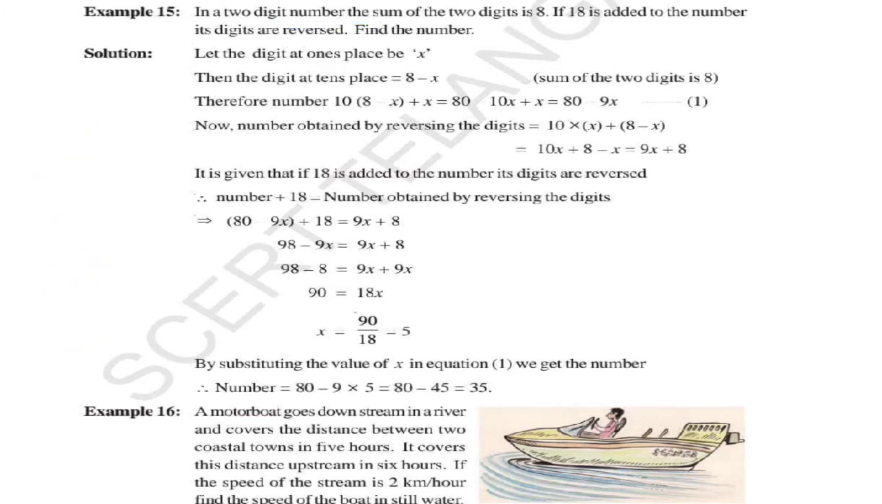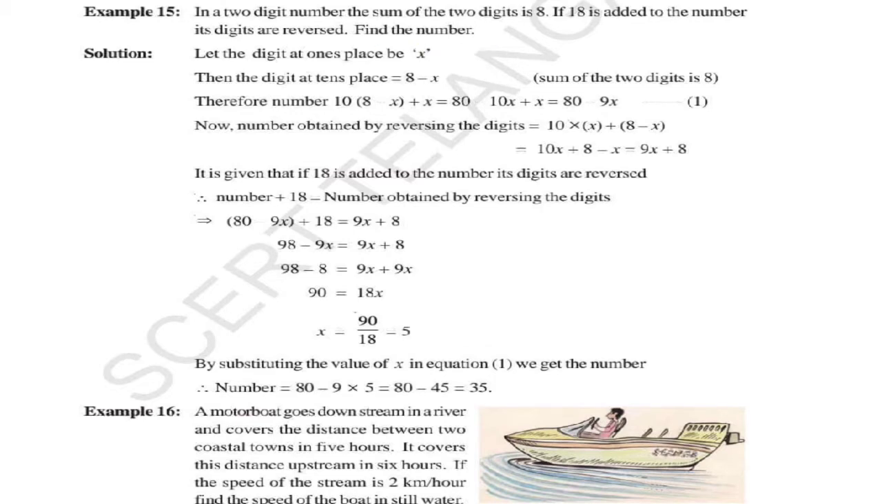In a two-digit number, the sum of the two digits is 8. If 18 is added to the number, its digits are reversed. That means, for example, 35 becomes 53 when adding the 18. So find the two-digit number.